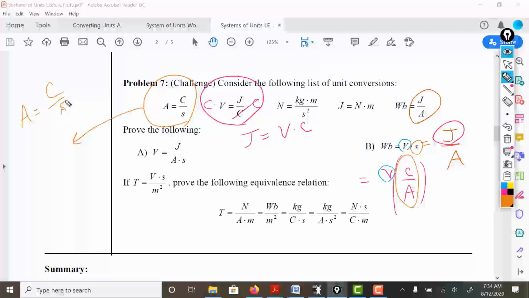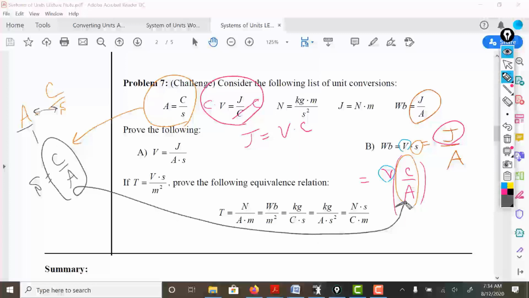If it helps, we could do the little shortcut of cross multiplying, right? Or just switching these around. So if I switch this one with this one, I get little s equals C over A. Now you notice that this C over A is a C over A. So I can replace C over A with S. So I end up getting V times S, which is what was there originally.